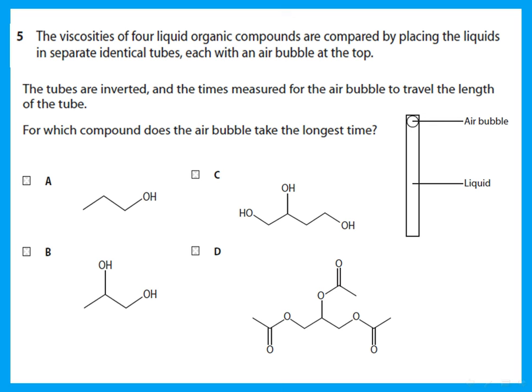So the question is, which of these has more hydrogen bonds between its molecules? If we look at A, each molecule will form one hydrogen bond with the next molecule. In B, we have two OH groups, so we have two hydrogen bonds per molecule. In C, we're going to have three hydrogen bonds per molecule. In D, there are no hydrogen bonds at all. So C is the one that will form more hydrogen bonds. So this would be the higher viscosity, and that means the air bubble will take the longest time.